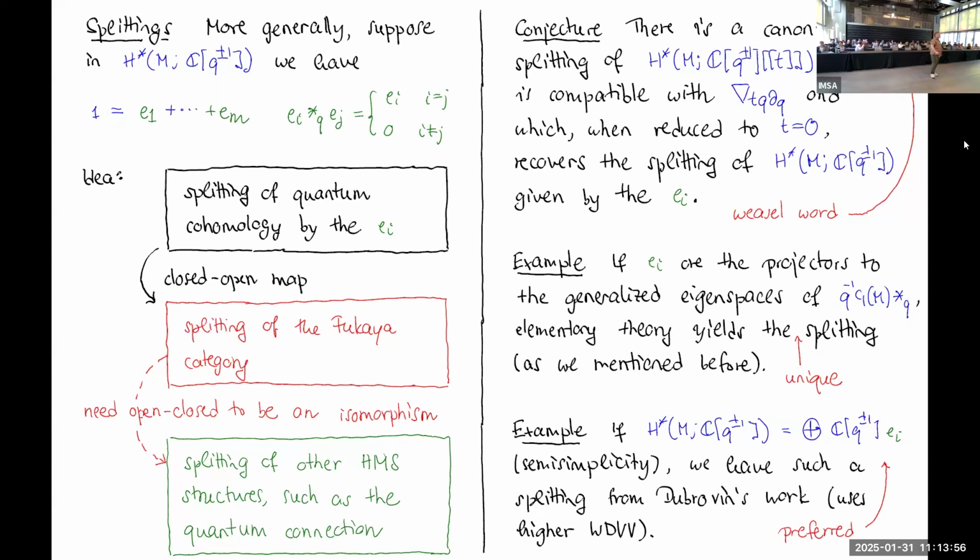So I'll put down, however, the conjecture there, which says, okay, assume that you have a splitting of the identity into idempotents, then there is a splitting of the quantum connection in this T-completed version, which when reduced to T equals 0 recovers the splitting of quantum homology given by these idempotents. And the splitting should be compatible with the connection.